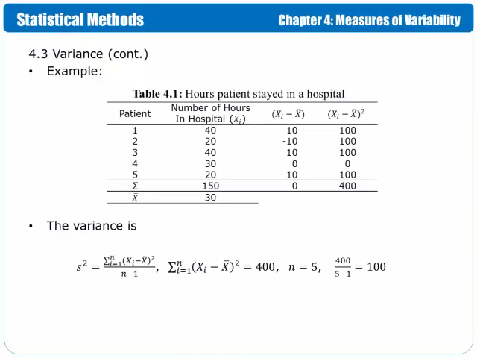Now let's look at an example. Here we have a set of data for 5 different hospitals. The sample mean is found to be 30. The deviations are found by subtracting that sample mean from each of the observations. 40 minus the 30 gives us 10. 20 minus the 30 gives us negative 10. We then square all of those deviations and add them all up. That sum of the squared deviations is then divided by the count minus 1. The variance is then computed as 100 in this case.